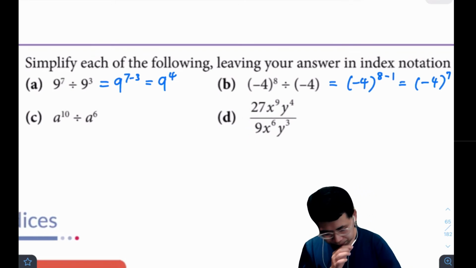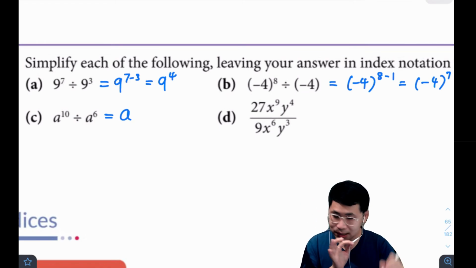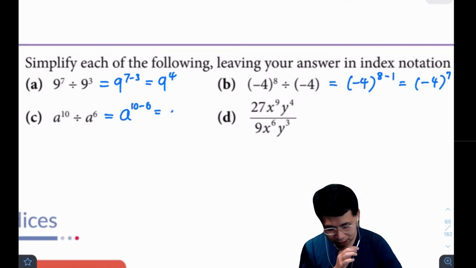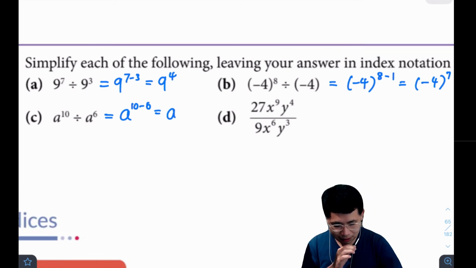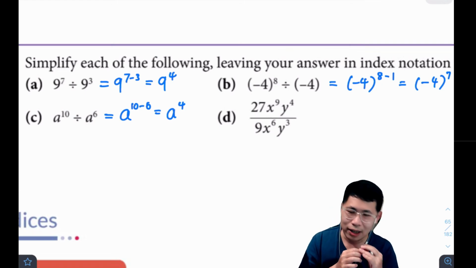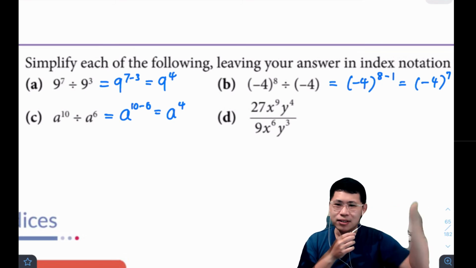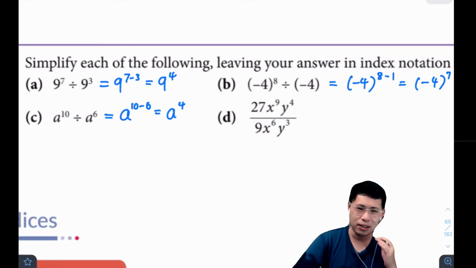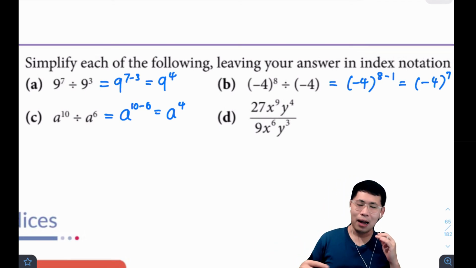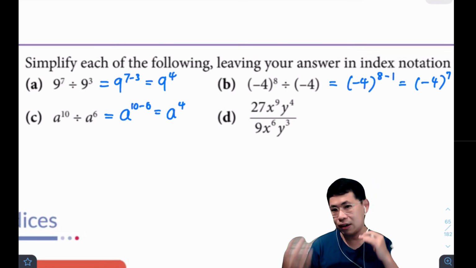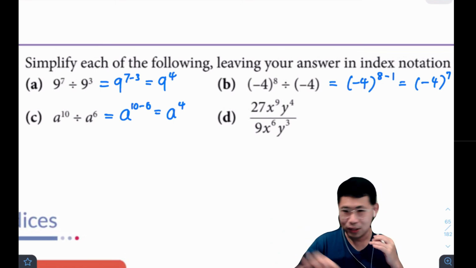C. a^10 divided by a^6. So we have a as the same base. So power 10 minus power 6. So a to the power of 4. Last but not least, this one is a bit intimidating, but don't worry too much. You've probably seen this in Sec 2 where you do the active cancelling, like cancel the 6, cancel the 3, and then you find the remainder. You can do that for this part, but I want to propose another way of writing this in a very neat fashion, which is what we did just now with practice now 1D, the earlier example.